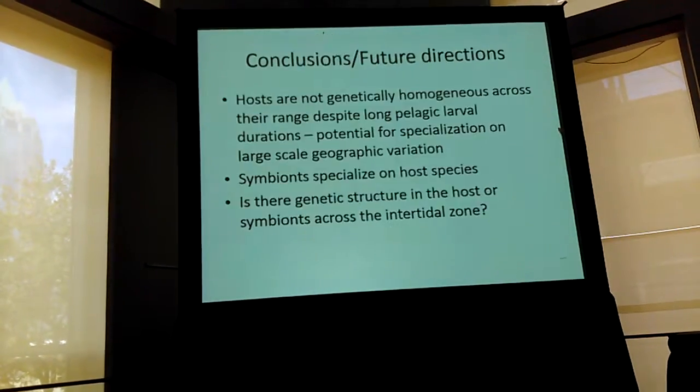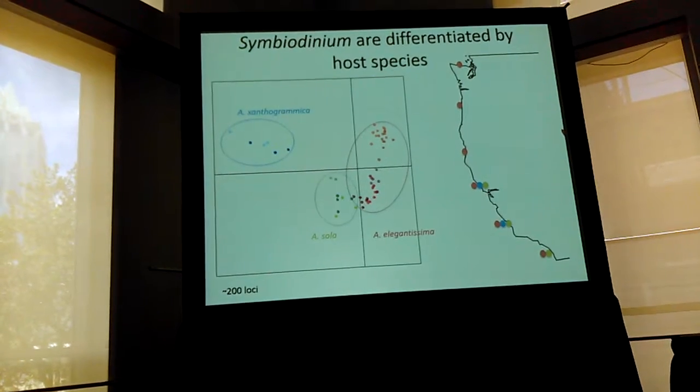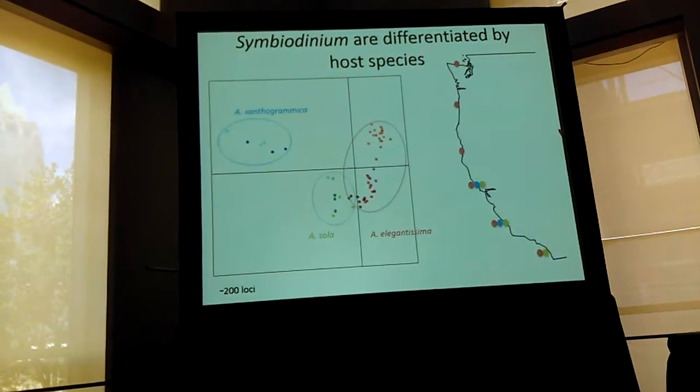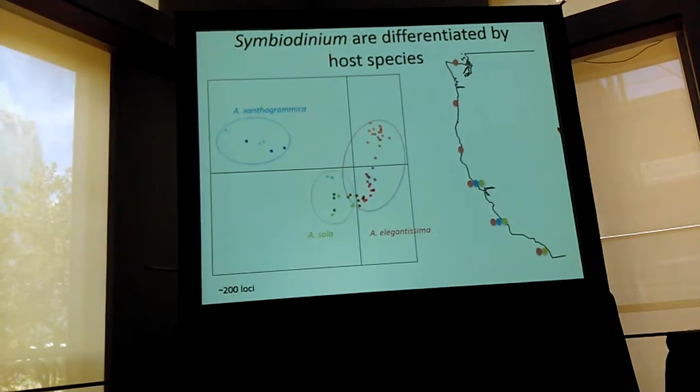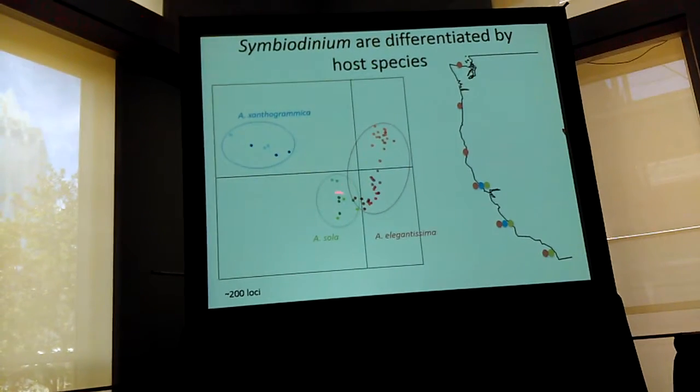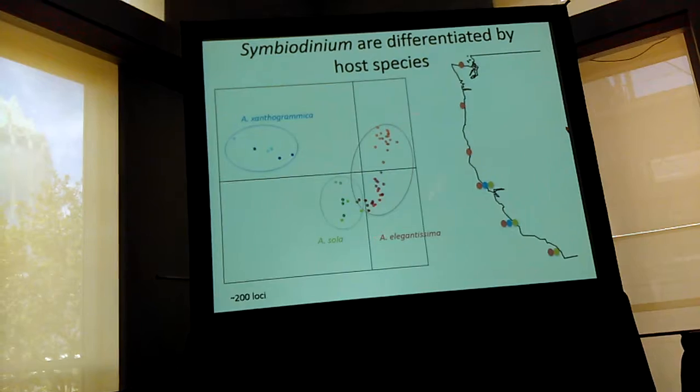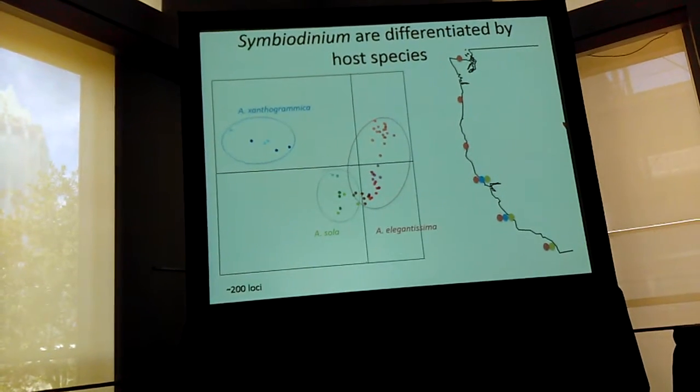If you run this through STRUCTURE or another Bayesian technique to look for structure broadly across these, it pulls out Xanthogrammica, but not necessarily Sola, from elegantissima. So it groups these 2, and then Xanthogrammica sort of stands alone.